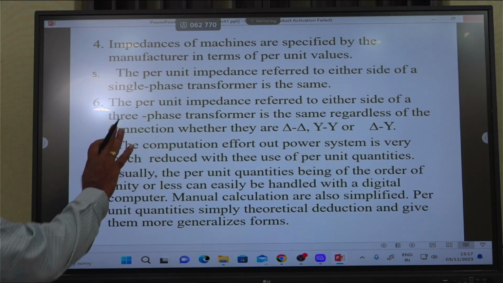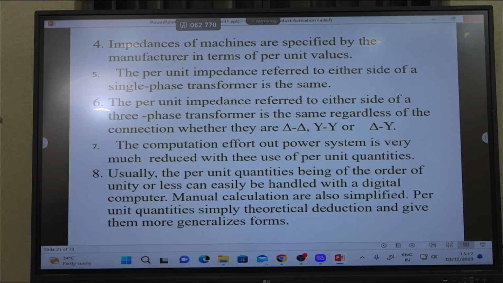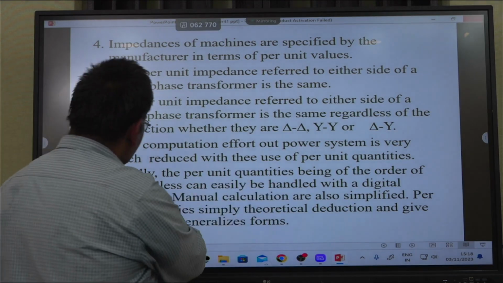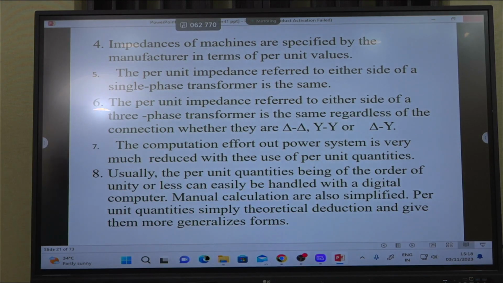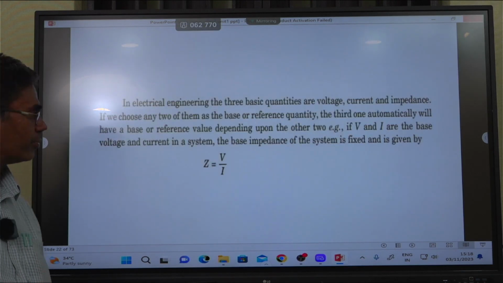The computation effects of power systems are very much reduced with the use of per unit quantities. Usually per unit quantities are in the order of unity or less, easily handled with a digital computer. Manual calculations are also simpler. Per unit quantities are simply a theoretical reduction and give them more generalized forms.